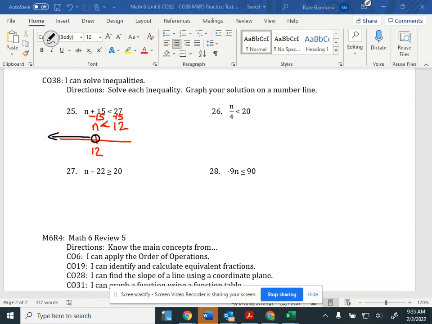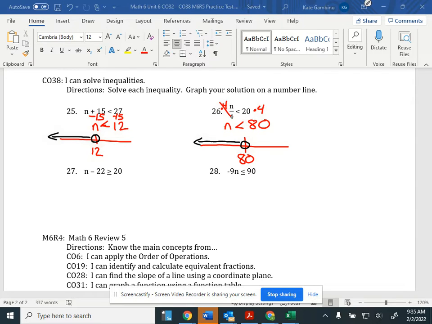So look at number 26. I need to solve it. I want n by itself. How do I get n by itself, Maya? I'm dividing by 4 in my problem, so I need to multiply by 4. Times 4 divided by 4 cancels out, so I'm left with my n less than 20 times 4. What is 20 times 4? Aiden? 80. And then I need to graph that. So I'm going to look at that and say less than does not have an equal sign, so it's an open circle. Less than points to the left, so my arrow goes to the left.